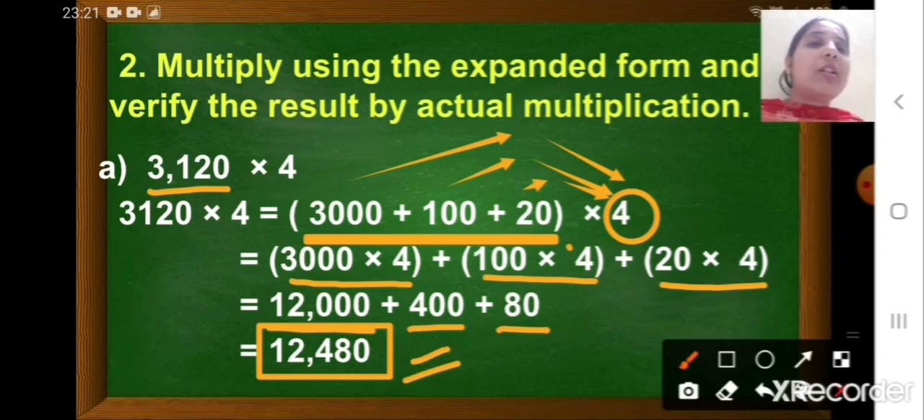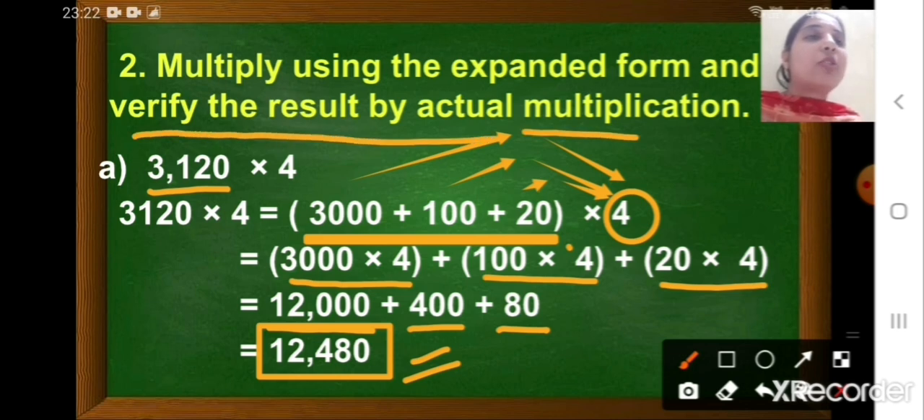Okay, children. So remember, whenever we have to multiply using expanded form, first we write the expanded form of the multiplicand, and then we multiply each term of the expanded form by the multiplier which has been given. After multiplying each term by the multiplier, we add all of them to get the answer. Now children, in the question you can see you have to verify the answer by actual multiplication. Now what is actual multiplication? Let's see.